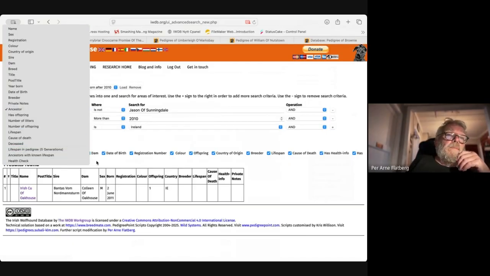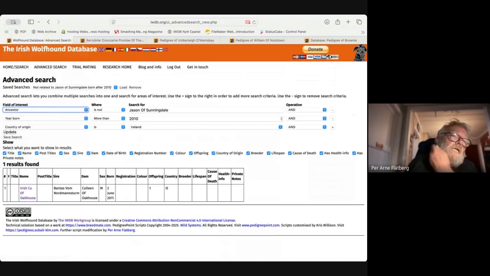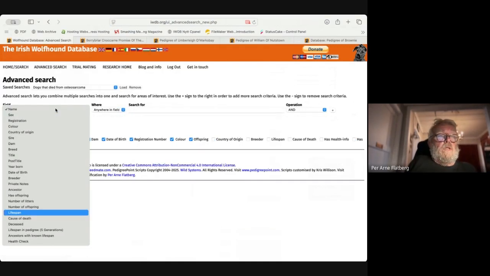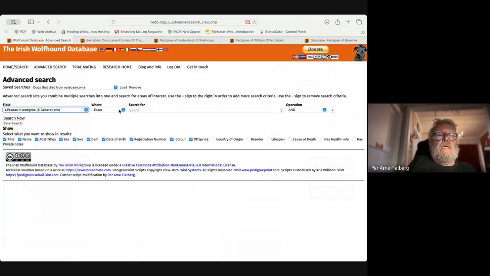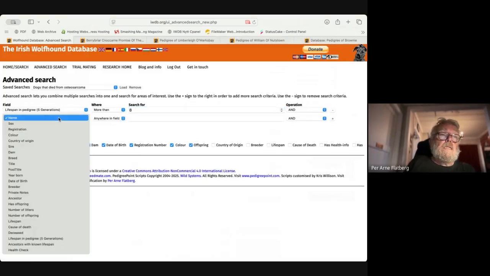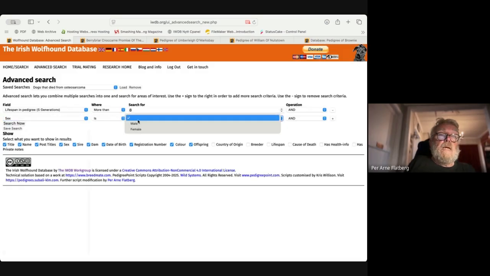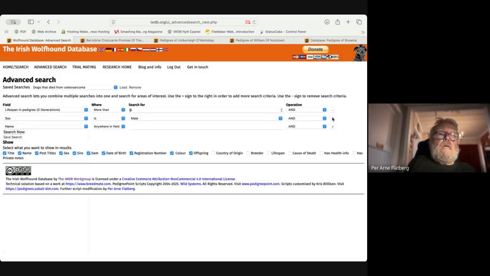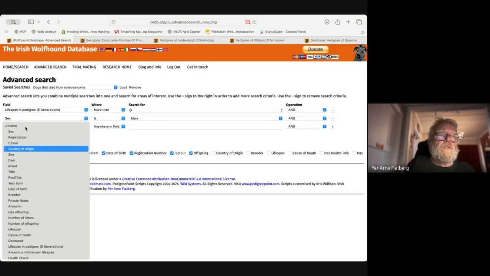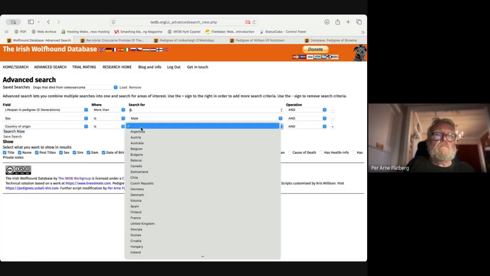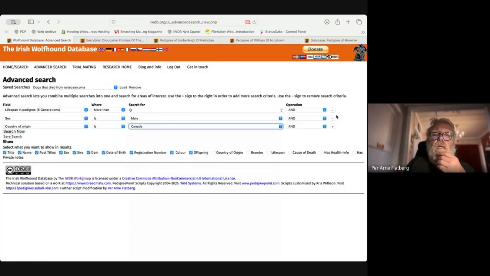I really do recommend just playing with it. You can search for things like what's the lifespan in a pedigree. Let's see, I want a dog that has a lifespan in pedigree that is more than 8 years, and sex is male. And I want the country of origin to be, let's say, Canada.